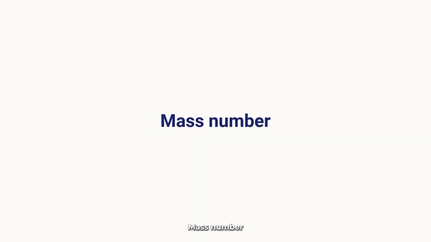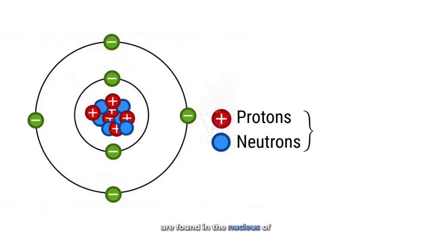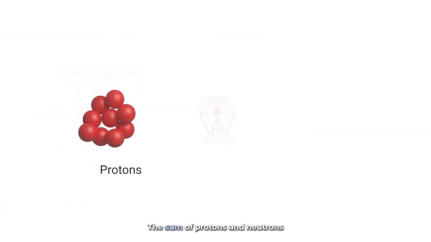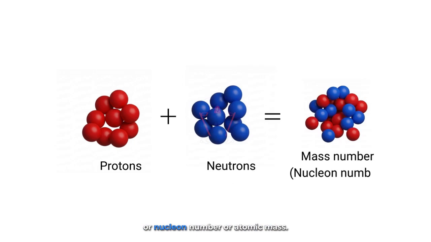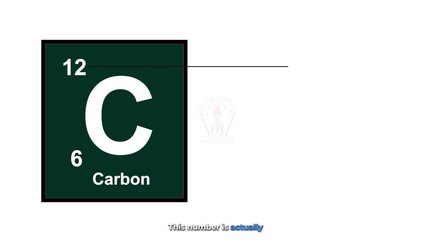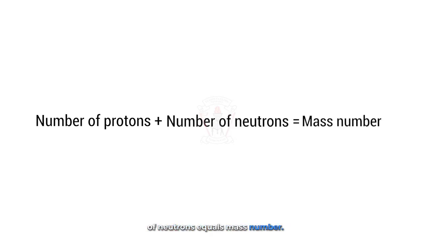Mass number. Protons and neutrons are found in the nucleus of an atom and are called nucleons. The sum of protons and neutrons in one atom of an element is called the mass number, or nucleon number, or atomic mass. This number is actually taken as the mass of the atom since the mass of the electron is negligible. Thus, number of protons plus number of neutrons equals mass number.